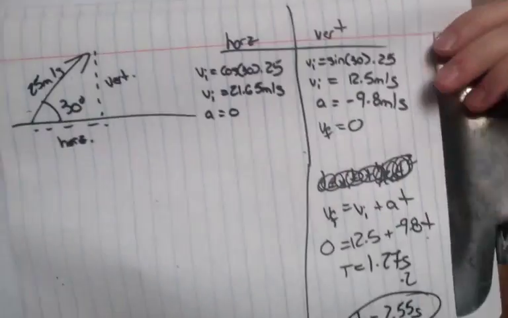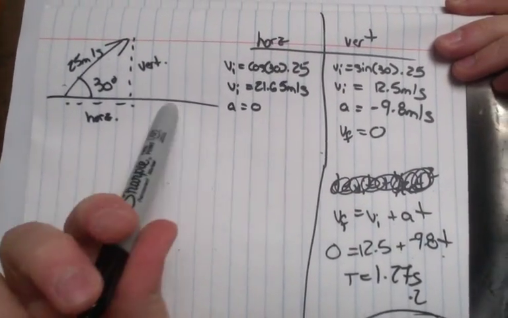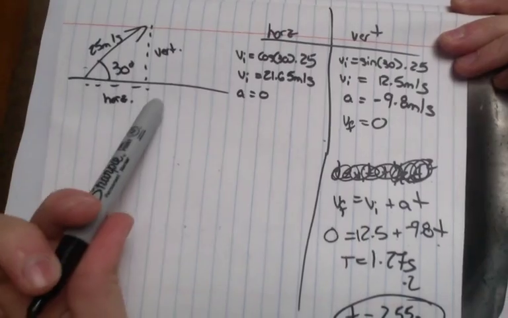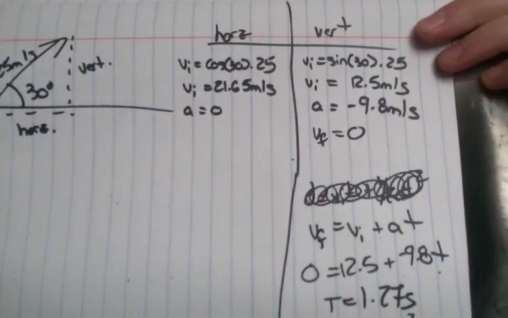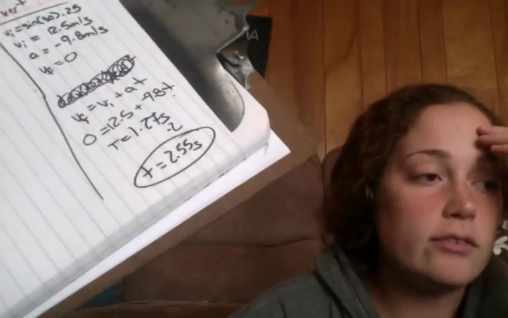You split it up because it's a projectile, so we can't talk about physics at an angle. We can only talk about physics in a horizontal direction or a vertical direction. So we have to split it up and figure out different parts.